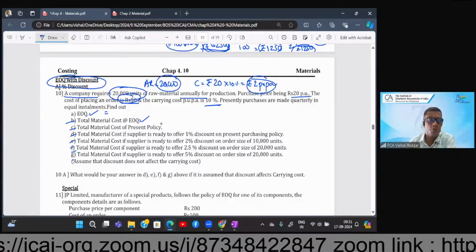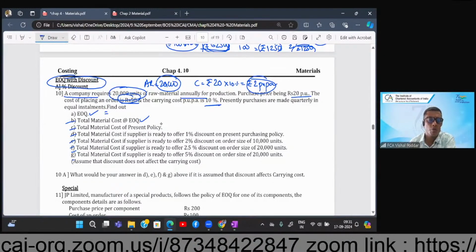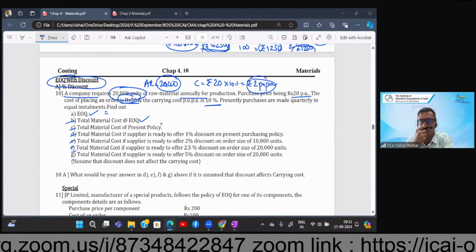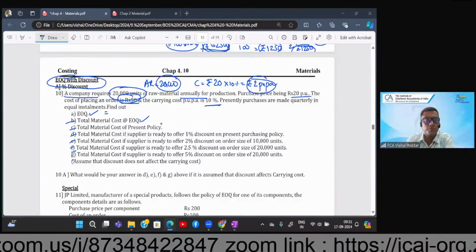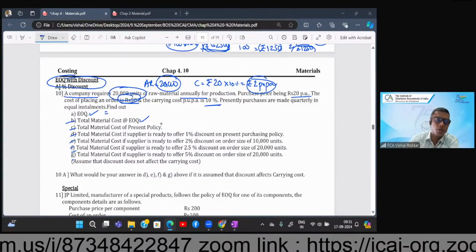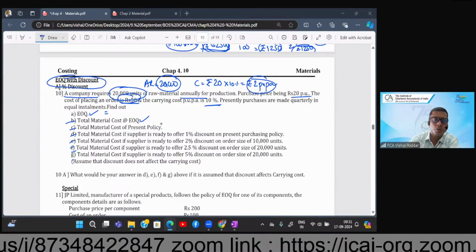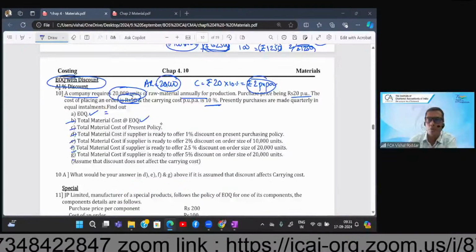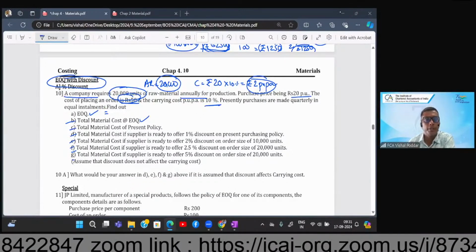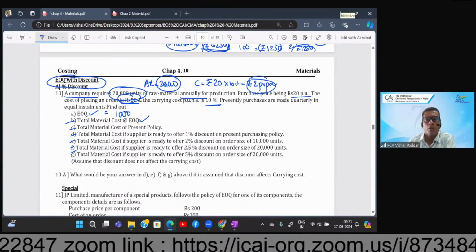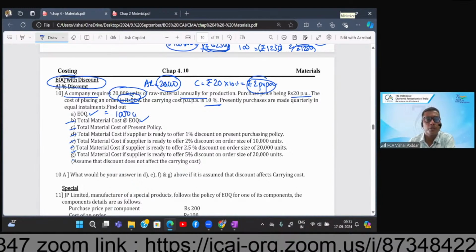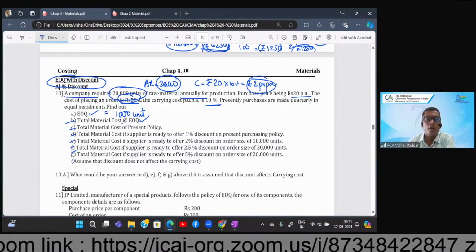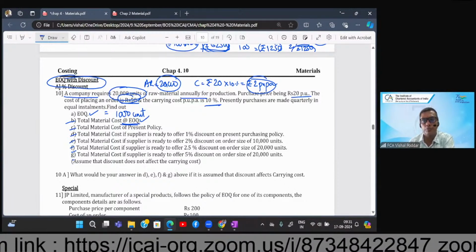How much is EOQ? Can somebody give me the EOQ figure? 1,000. Hardik is saying 1,000. Anju, 1,000. Hasi, 1,000. Satish, Umang. Okay, so it is 1,000. Fine. Great. So EOQ is 1,000 units. Now let us find out total material cost at EOQ.